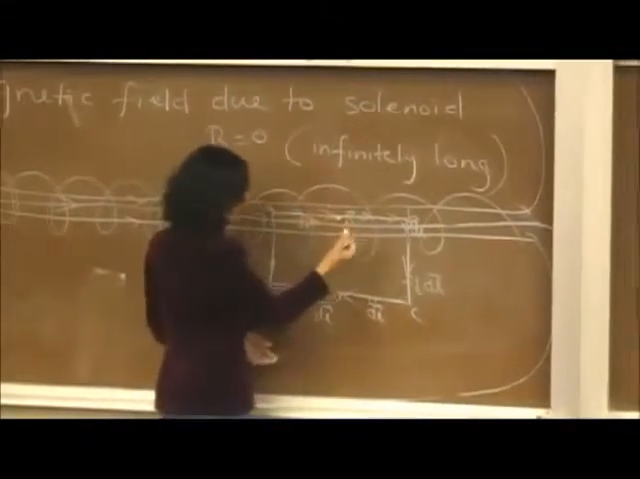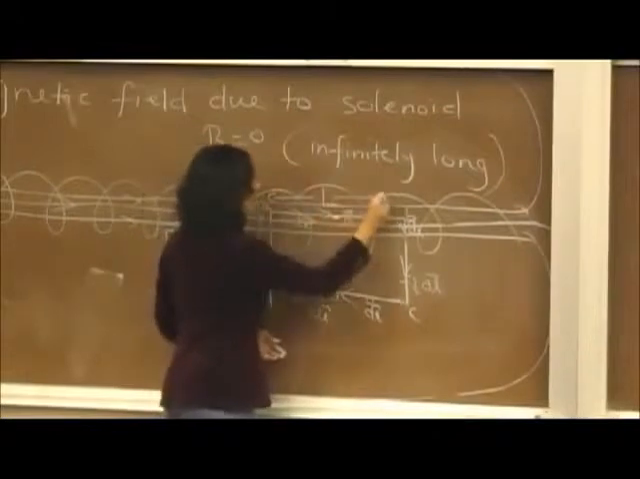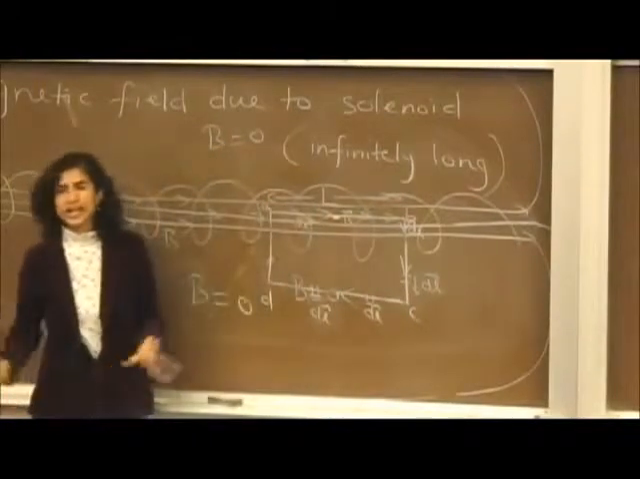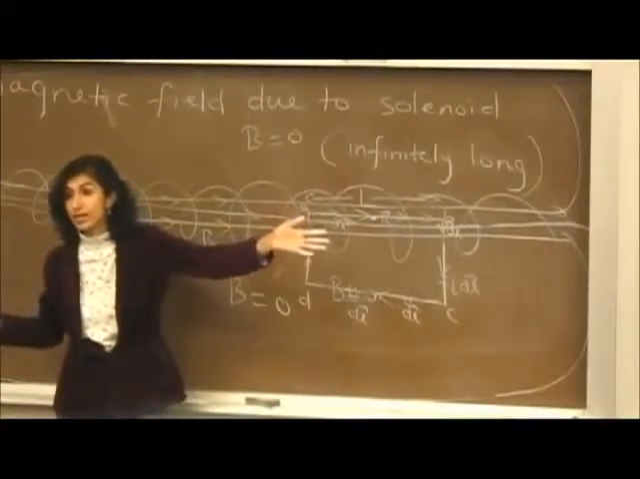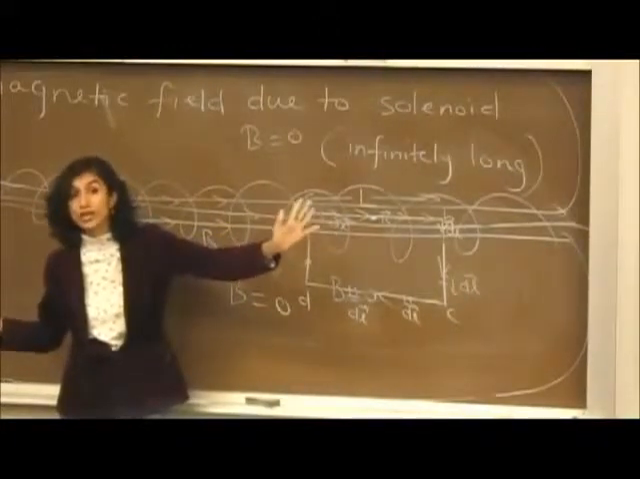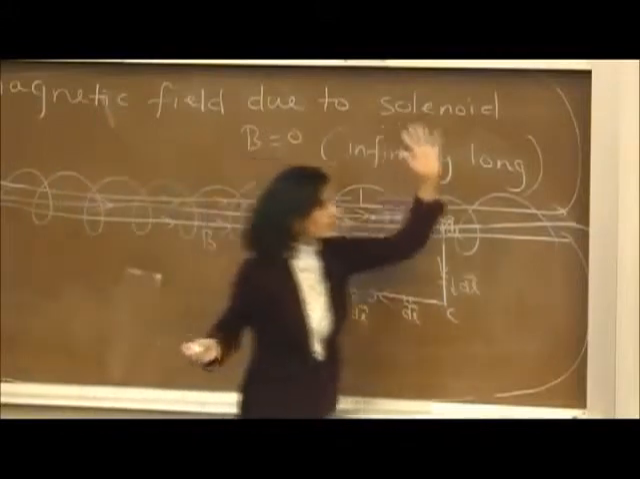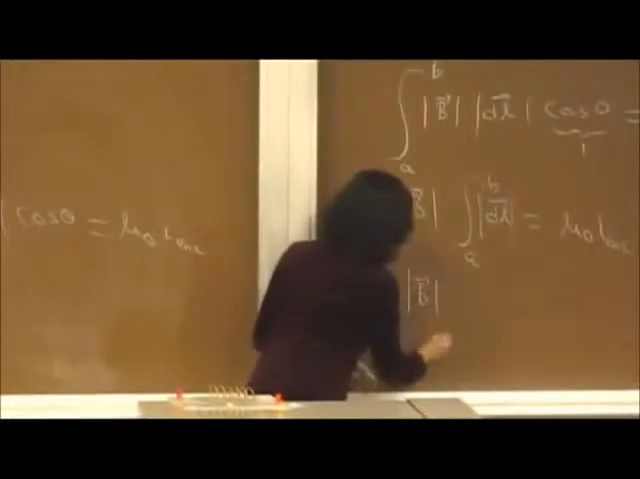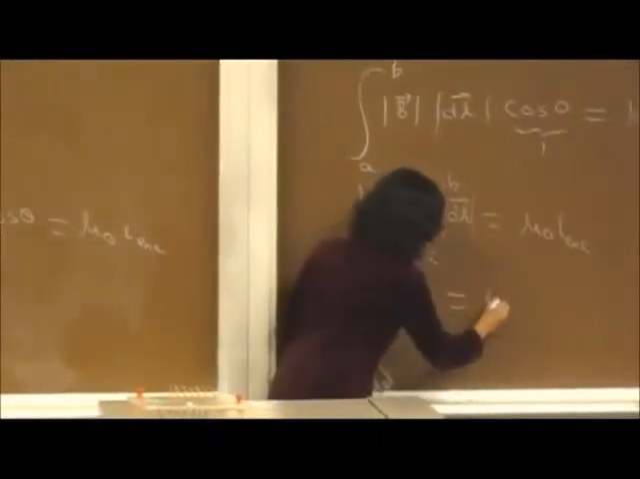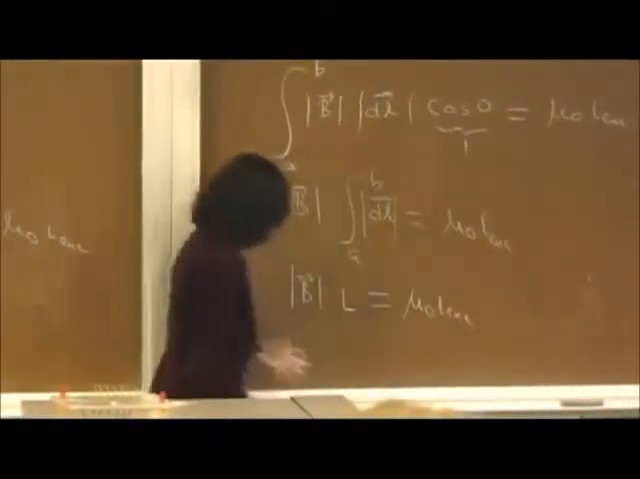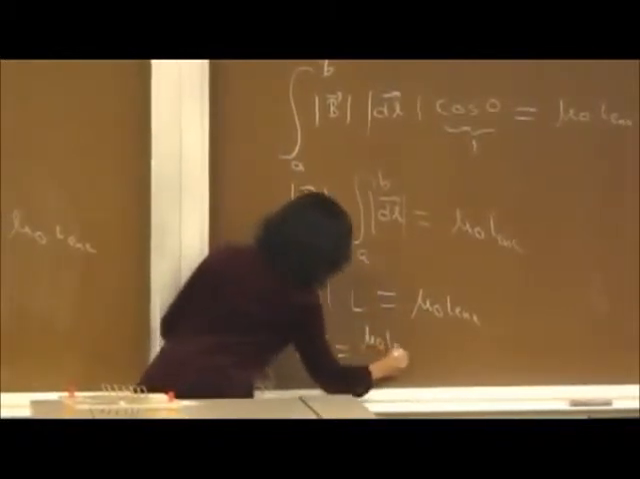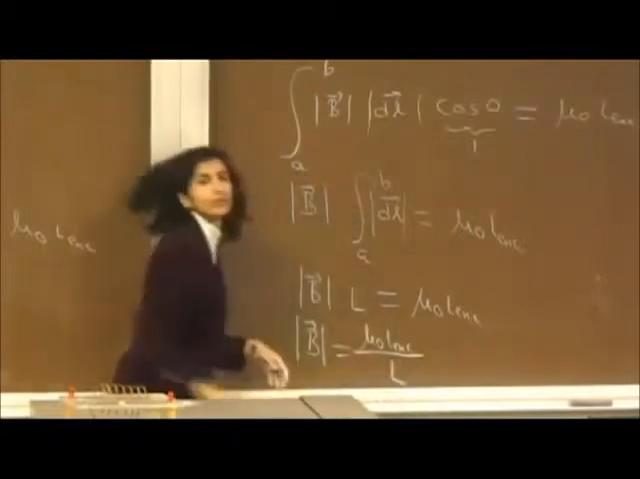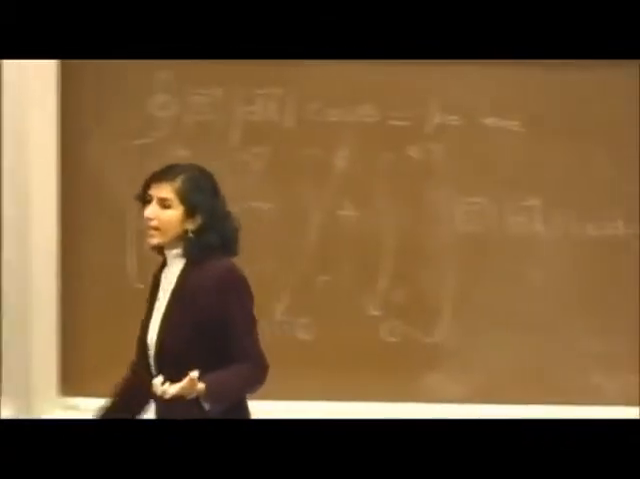Let's say that I chose a loop which has a length L. I can choose my Amperian loop to have any length. You will see length should drop out from the answer. The last answer should not have any length in it. So here I'm choosing a loop of length L. So then this just becomes B times L is equal to mu 0 times I enclosed. And that means that the magnitude of magnetic field should be mu 0 I enclosed divided by the length.